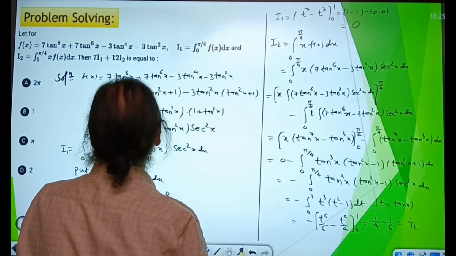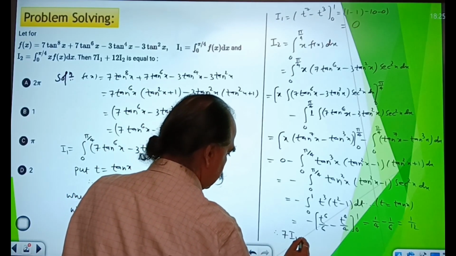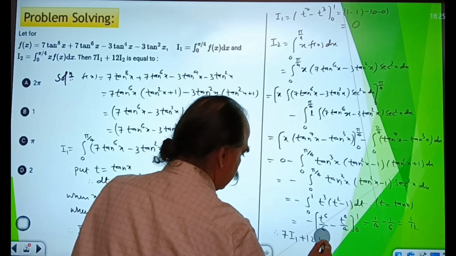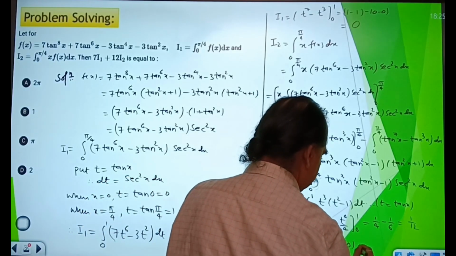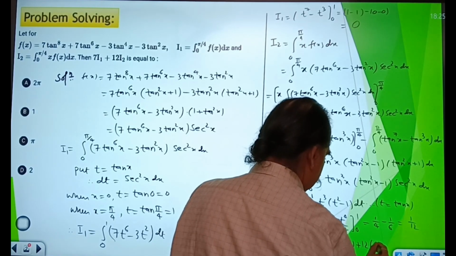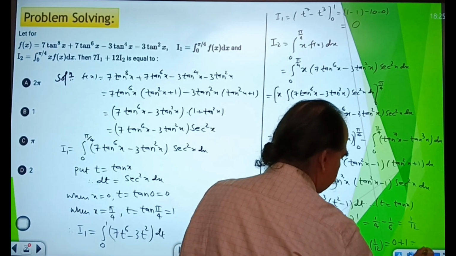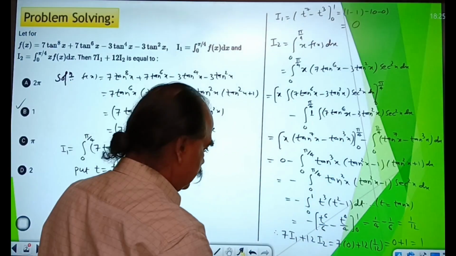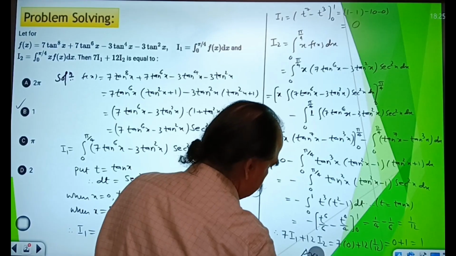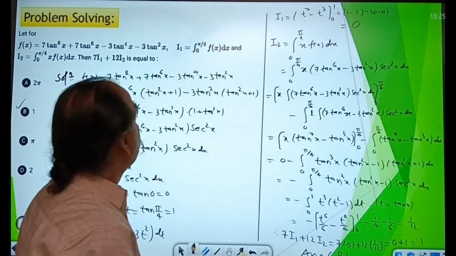So 7 times I1 plus 12 I2 is 7 into 0 plus 12 into 1 by 12, which is 0 plus 1 is equal to 1. So the answer is B.